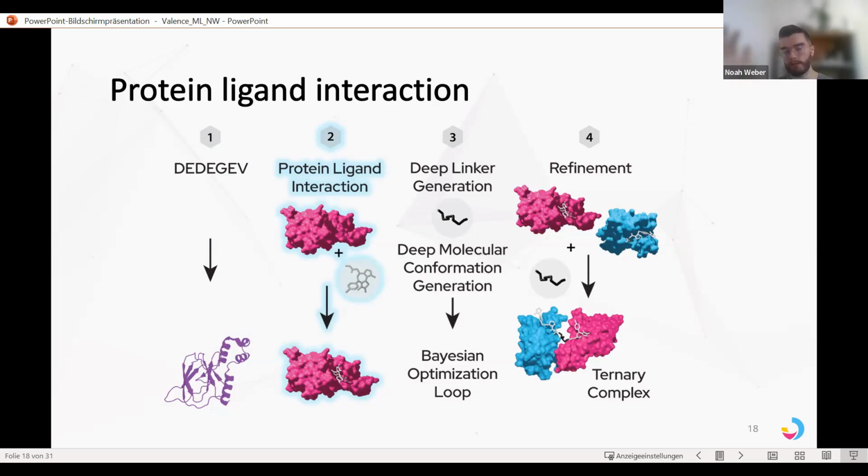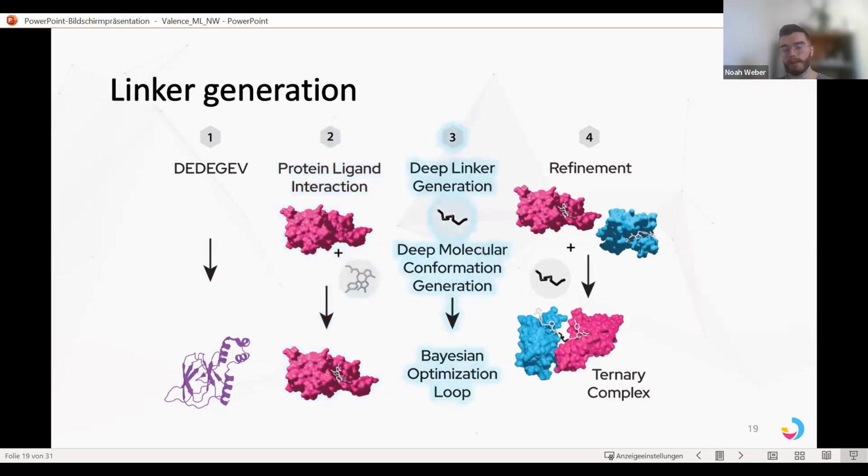And again, the input for the third step comes from the second one, and that starts with the first, deep linker generation, which is a generative model that I'm going to explain now, namely a variational autoencoder, to create artificially the needed linker for the given ligands in question that we already docked previously.